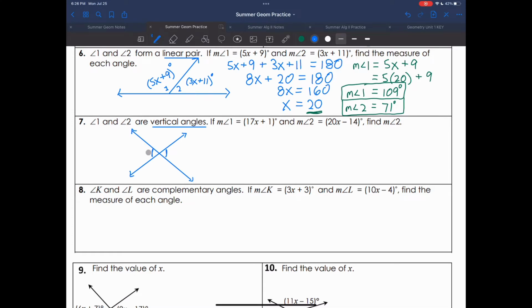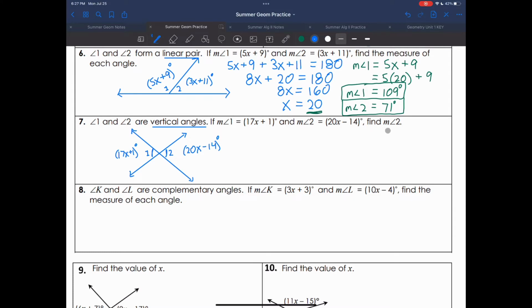Okay, and we'll say the one on the left is angle 1 and the one on the right is angle 2. You know what? I'll put a 1 here and a 2 here. And let's label. Now it says if the measure of angle 1 equals 17x plus 1 degrees, I'll put that over here. 17x plus 1 degrees is that angle, and the measure of angle 2 is this. I'll write it in here. 20x minus 14 degrees. It wants me to find the measure of angle 2.